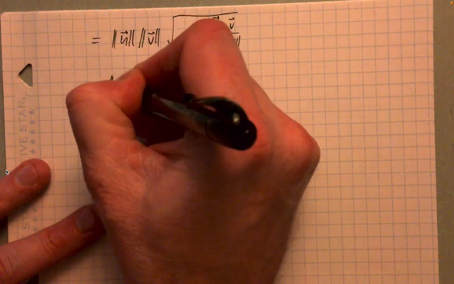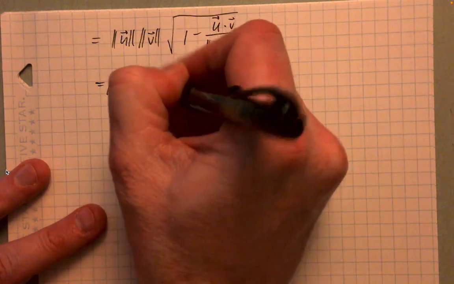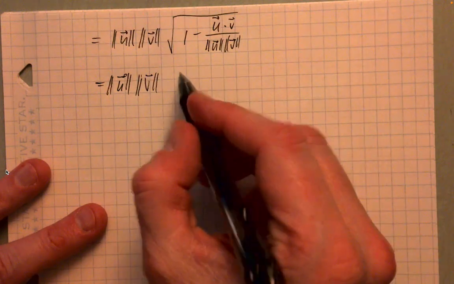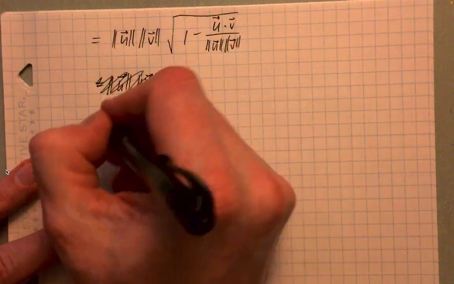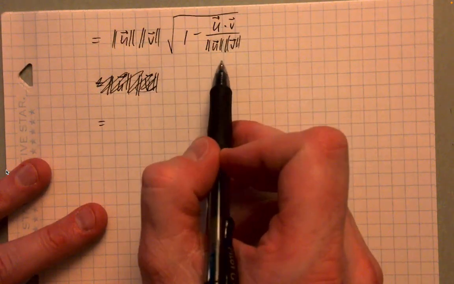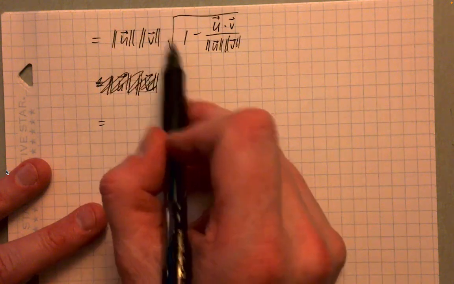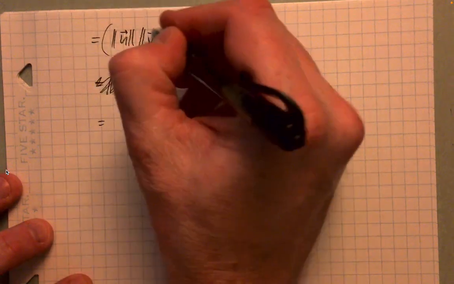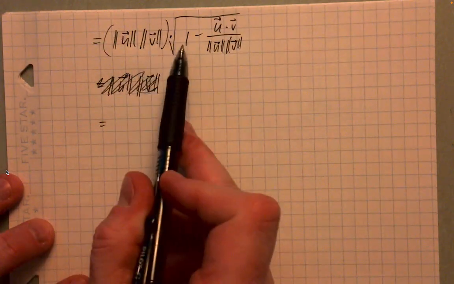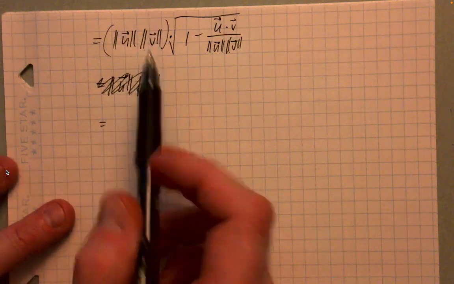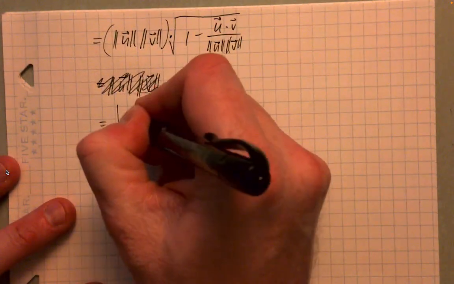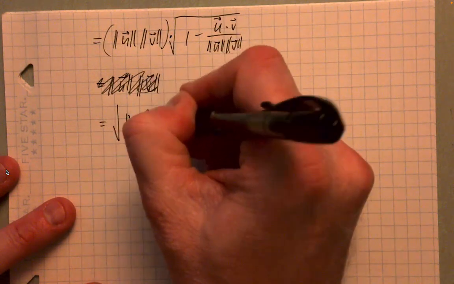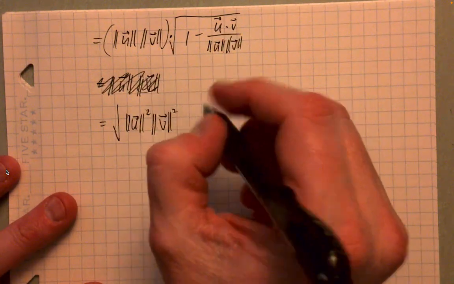Then leaving the norm of u, norm of v alone on the outside here. Sorry, I was looking at the wrong line here. What we want to do now is bring the radical outside and pull these into the radical. In order for me to do that, this is a product, right? So if I want to bring these inside, I just have to square them. So this is the square root of the norm of u squared times the norm of v squared, right?